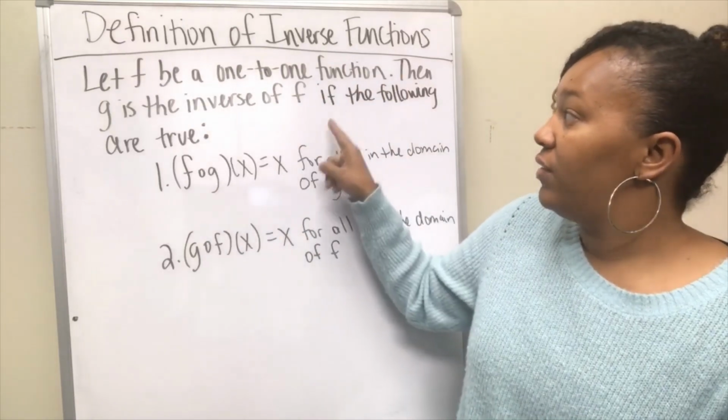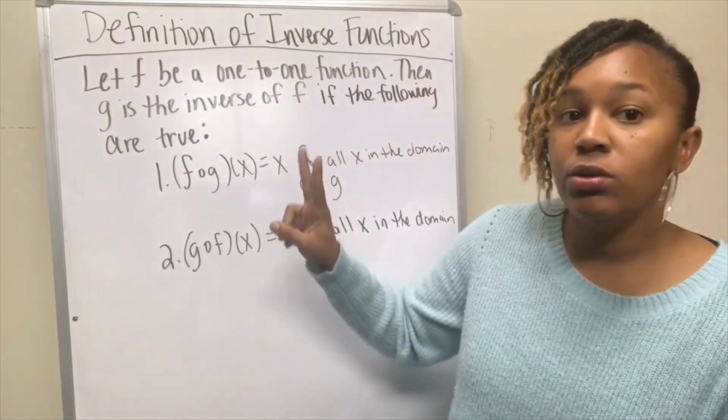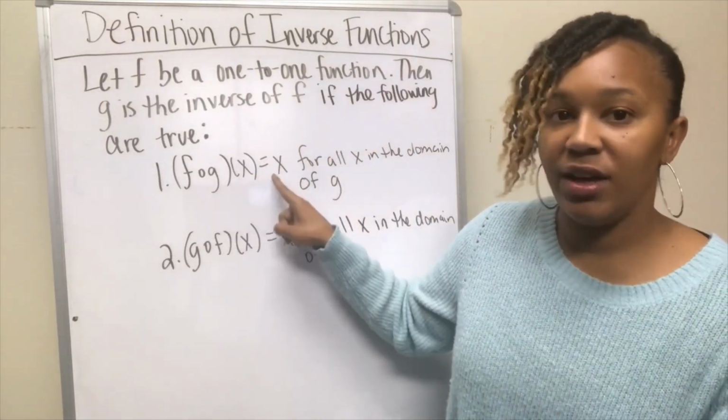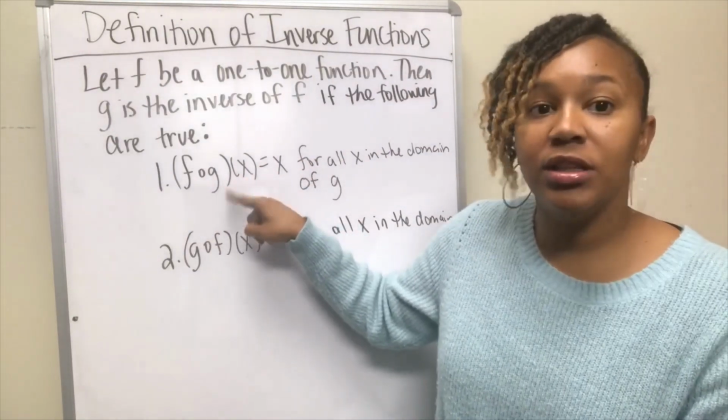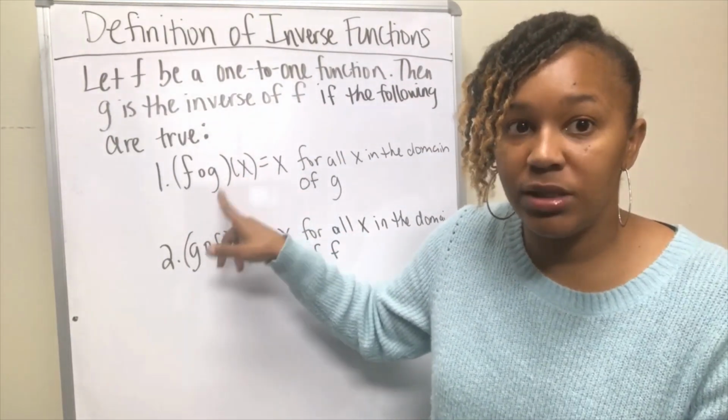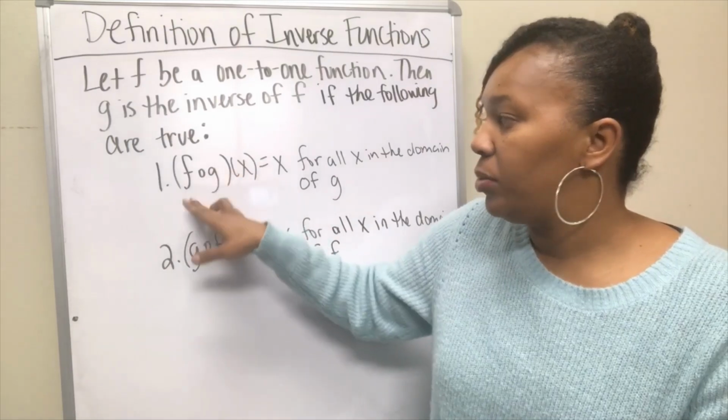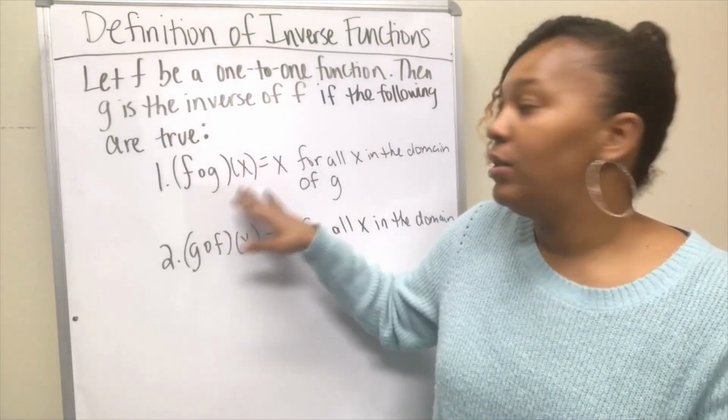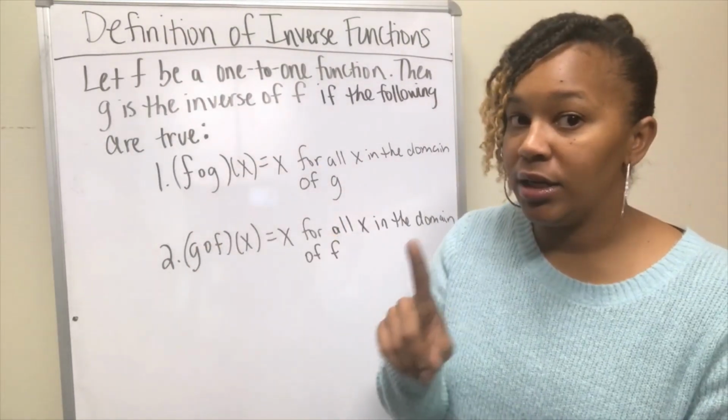So then g is the inverse of f if the following are true. So two things have to happen. f of g of x equals x. Now, we talked about this a while back. This is called function composition. This means you take g and you plug it into the f function. If you do that and you get x out, that's one condition that's met.